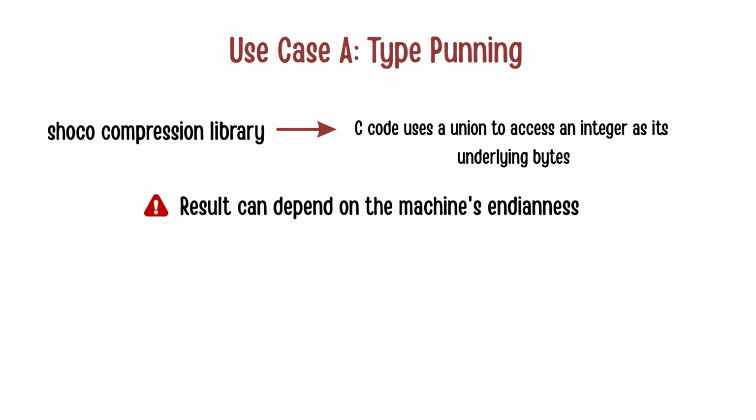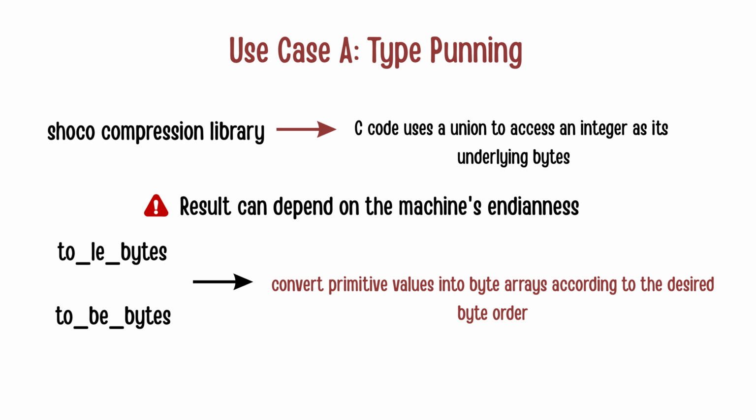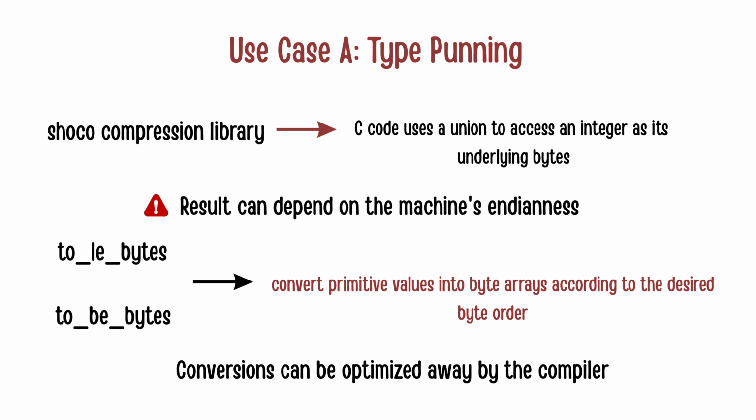Participants translated this into Rust using safe conversion APIs such as. These APIs explicitly convert primitive values into byte arrays according to the desired byte order. And there's another nice property here. These conversions can be optimized away by the compiler, meaning they can effectively become zero-cost abstractions. Rust's conditional compilation mechanisms can also be used when the behavior needs to depend on the architecture's endianness.